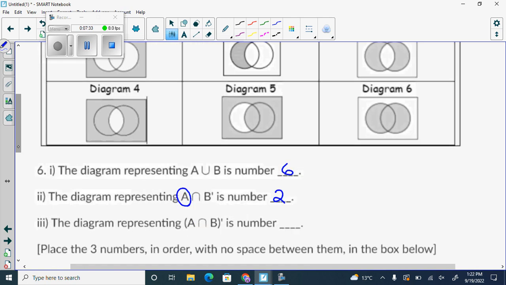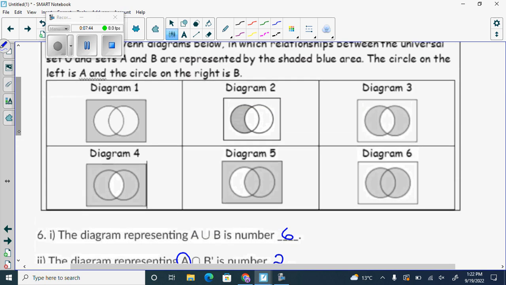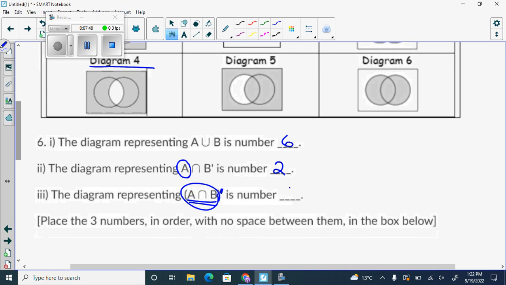And then this one says A and B not. So this means not the eyeball, correct? Not the eyeball. So not the eyeball is everything but the eyeball shaded. So it's 4. 6, 2, 4.